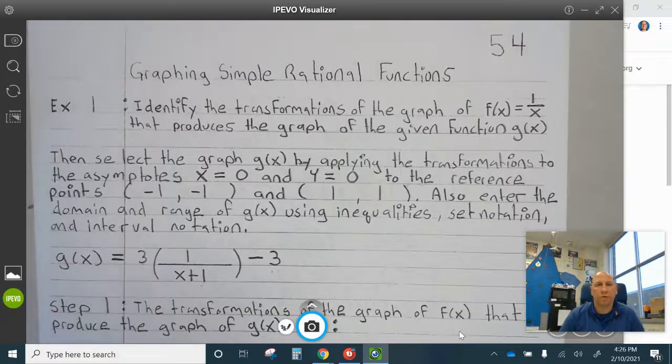Okay, well, like I said, we're at journal page 54, graphing simple rational functions. Identify the transformations of the graph of f of x equals 1 divided by x that produces the graph of the given function g of x. Then select the graph g of x by applying the transformations to the asymptotes x equals 0 and y equals 0 to their reference points, -1, -1, and 1, 1. Also enter the domain and range of g of x using inequality set notation and interval notation.